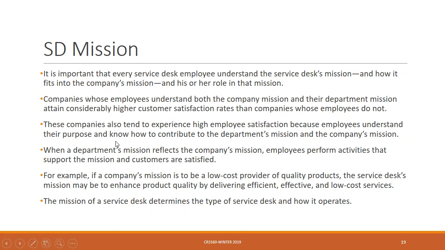So this is basically just saying those things. The company's mission, you can think of it as the overall goal that we want to achieve out there. And then we'll make our 5-year plan toward that. And then every arm of our business must support that in some way. And so the idea being that the service desk has a mission which supports that.